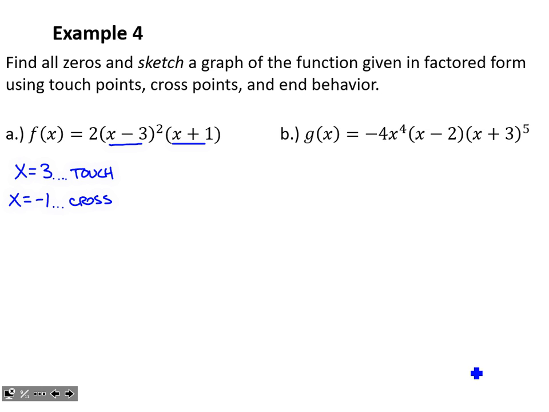Now, end behavior. I don't want to go through all the work of FOILing everything out, so I just want to look at all the x's and their powers and multiply those together. So my leading term would have this 2 out front, an x to the second, and an x to the first. Now again, we're kind of abusing the laws of exponents a little bit because we're just looking at what the leading terms would be. Highest power on x, what's that term going to be? So it's 2x to the third.